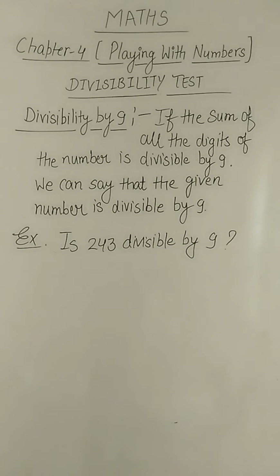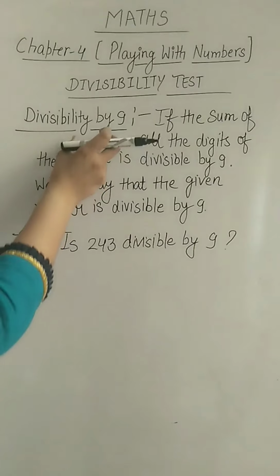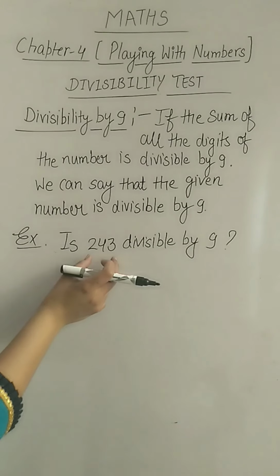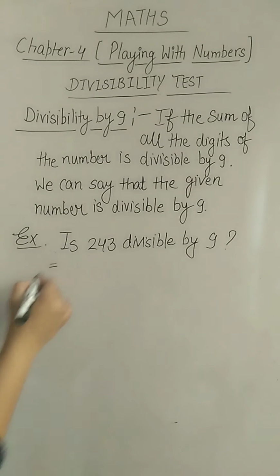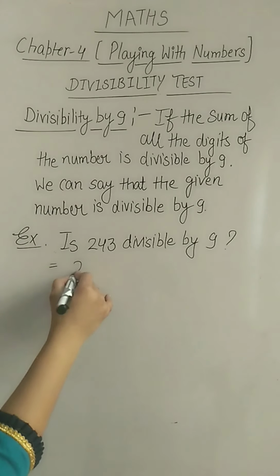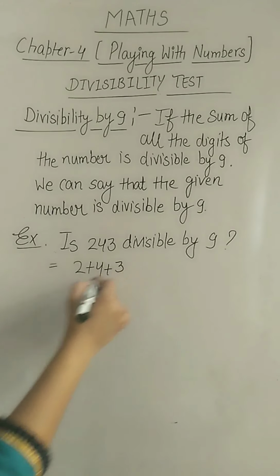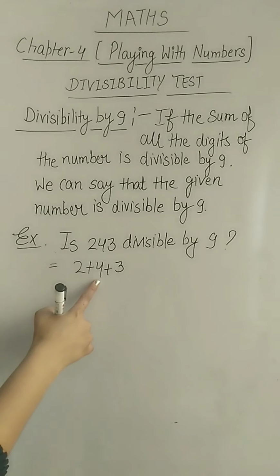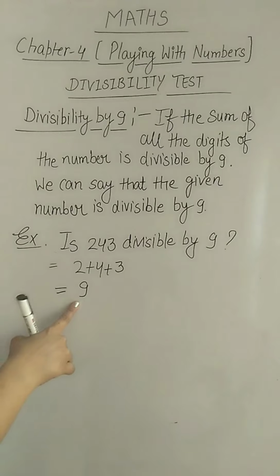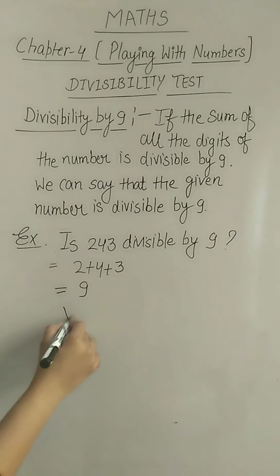See students, as you all know, according to this rule we have to check the sum of all digits. So now we add up all the digits: 2 plus 4 plus 3. So we have 2 plus 4, 6, plus 3, 9. And you all know that 9 is divisible by 9. So that means this number also.